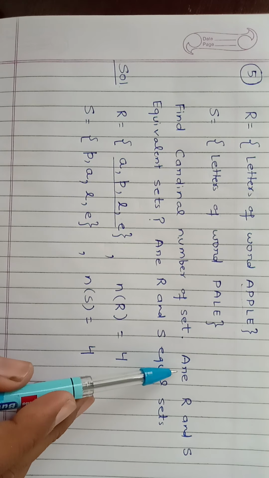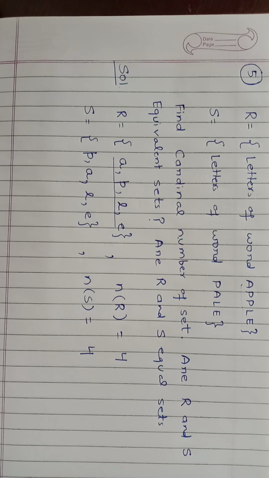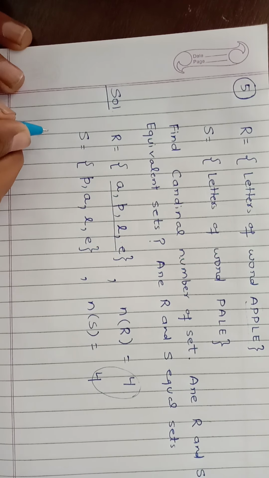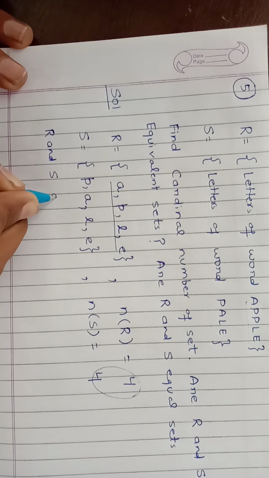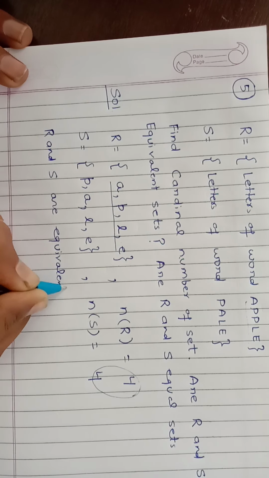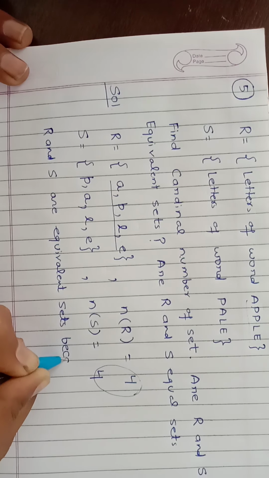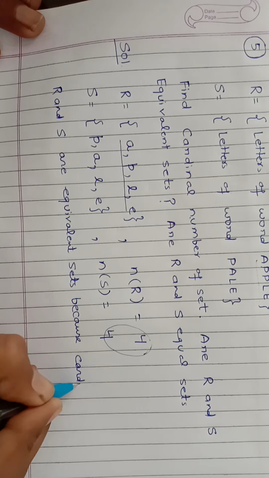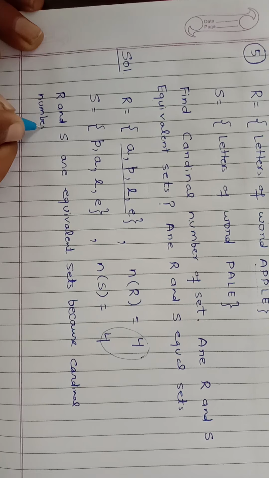Then they are asking, are R and S equivalent sets? Yeah, they are equivalent sets because these both are same. But you write R and S are equivalent sets because cardinal number is same. Cardinal number of both the sets are same.